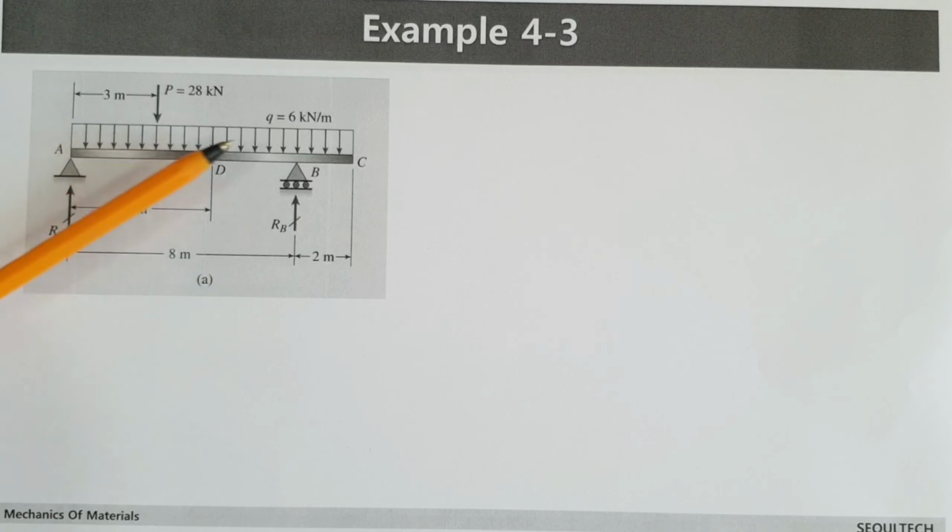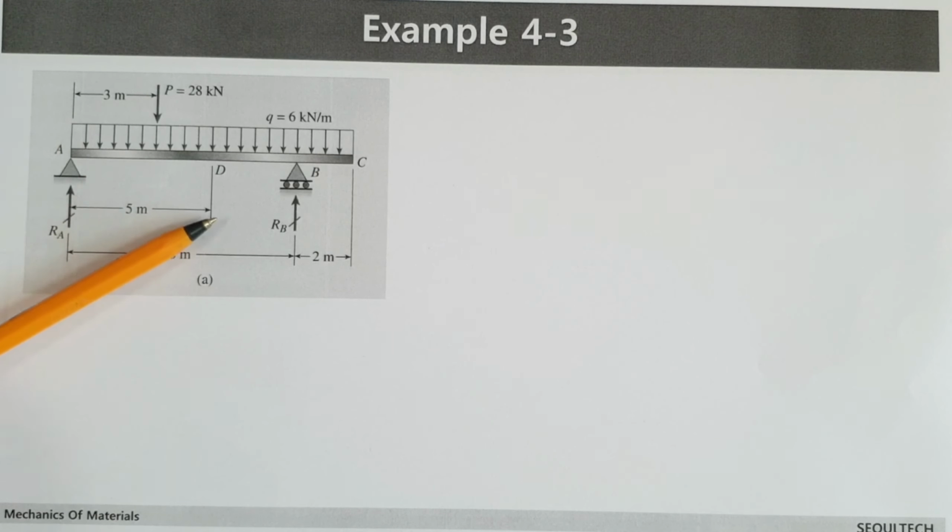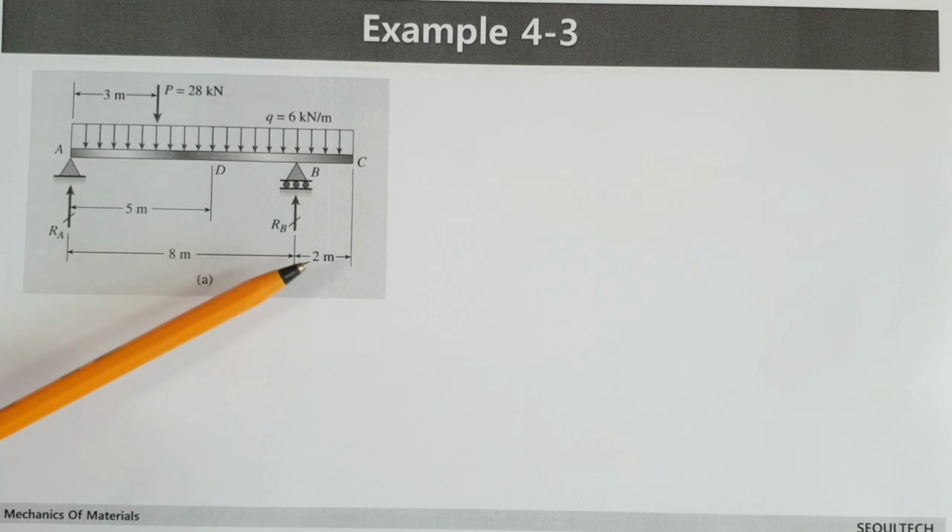There is some distributed load like this one. The q is 6 kilonewton per meter. That means kilonewton per meter is the unit. Okay. And concentrated force P is given like this one, 28 kilonewton. Of course, some dimensions, 5, 8, and 2, are given like this one.